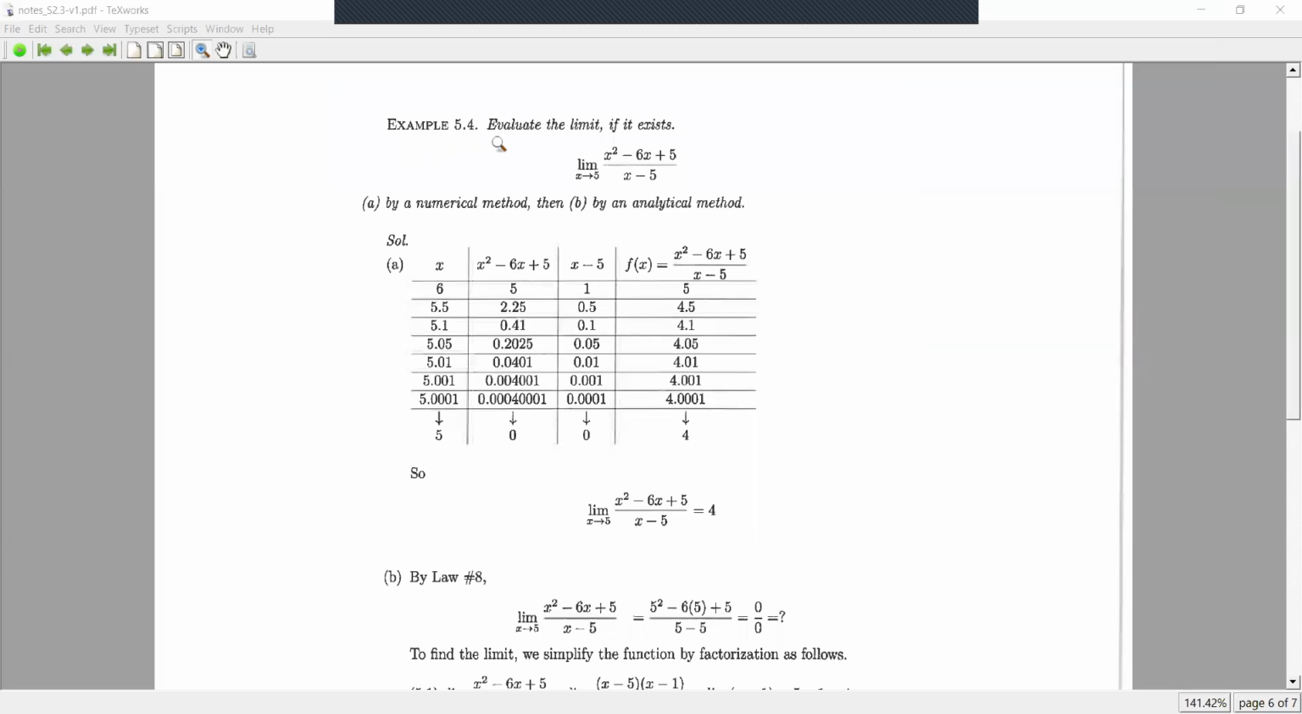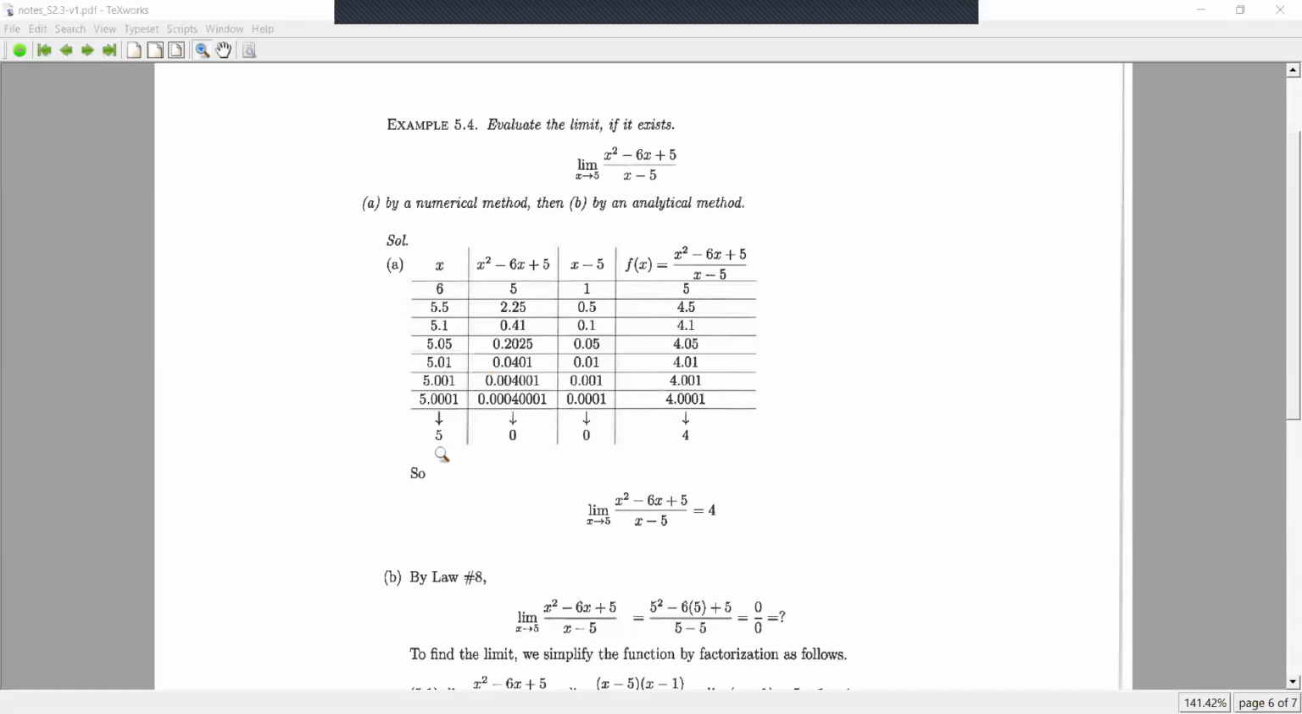Example 2. Evaluate the limit by a numerical method, then by an analytical method. By a numerical method means by a table. By an analytical method means by limit laws. Here is my solution to question A. In the solution, I make this table.